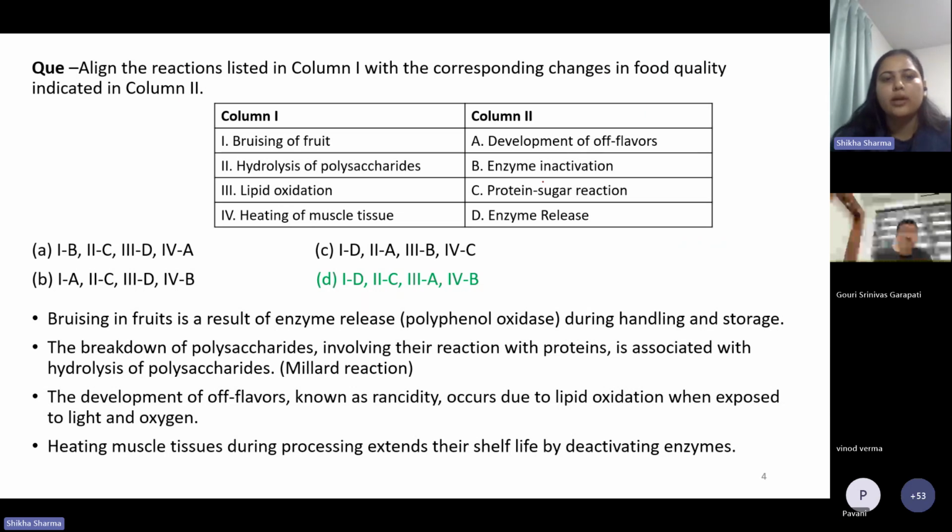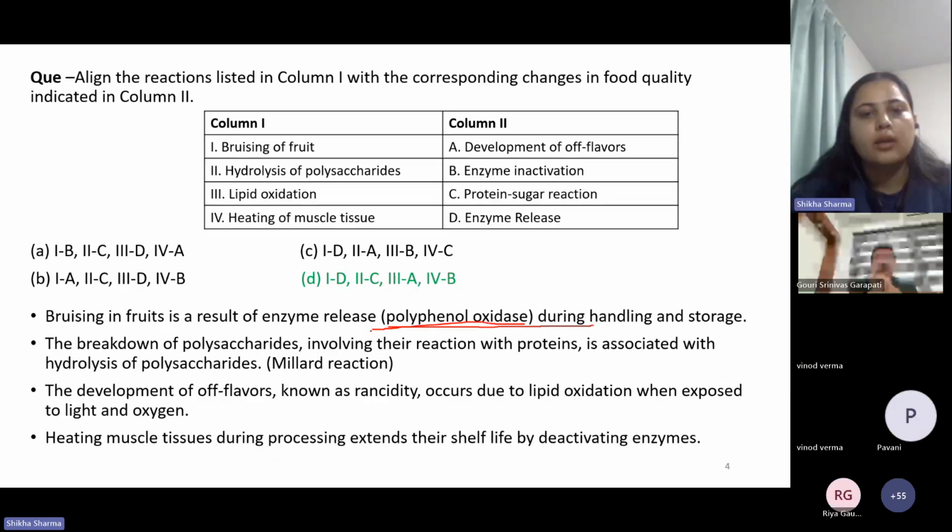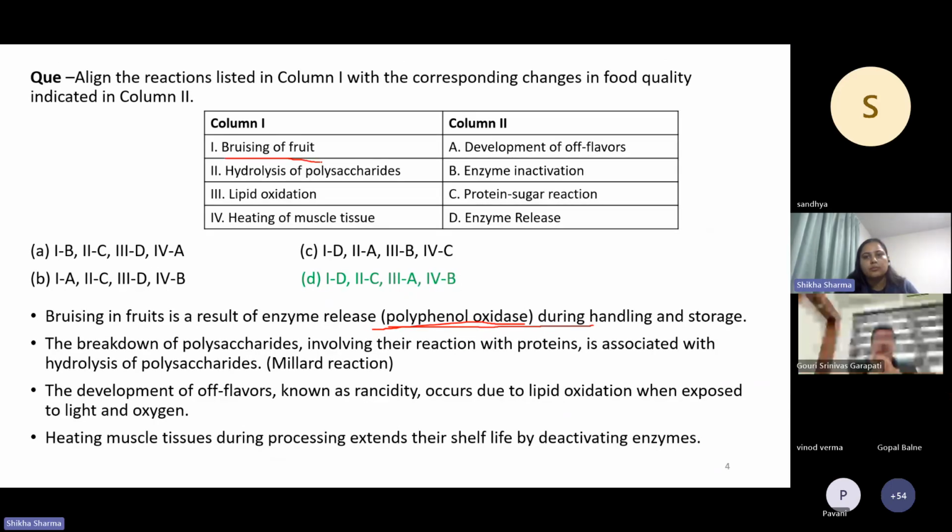Option D is correct. When there is a bruising in the fruit, it results in the release of enzymes, like polyphenol oxidase. When there is bruising during transportation, handling, or storage, these degradative enzymes are released. So bruising is related to enzyme release. Then hydrolysis of polysaccharides, or the breakdown of the polysaccharides, occurs when there is a reaction with the protein, which is the sugar protein reaction, also known as the Maillard reaction, in which the sugar and the amino acid react and degrade the polysaccharides and produce both desirable and undesirable changes.